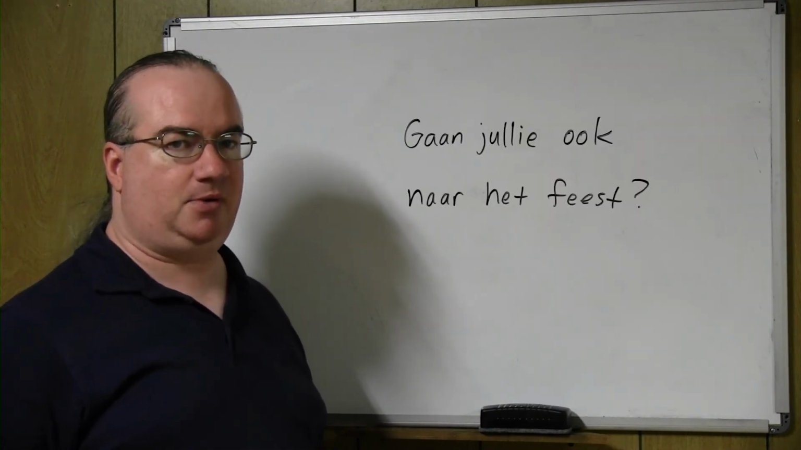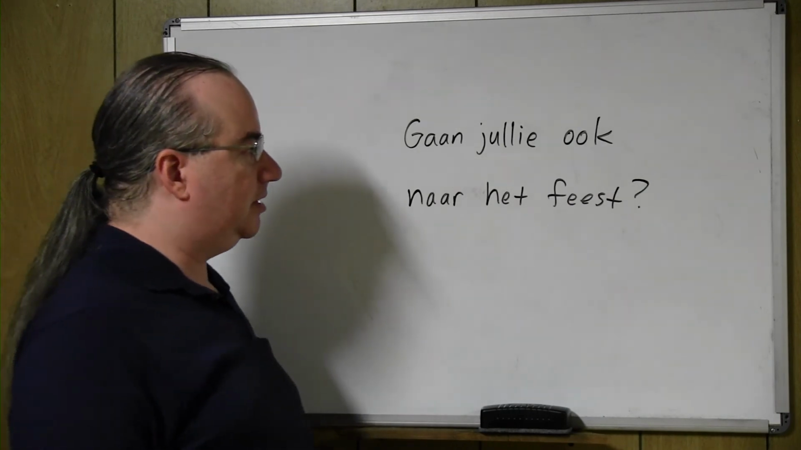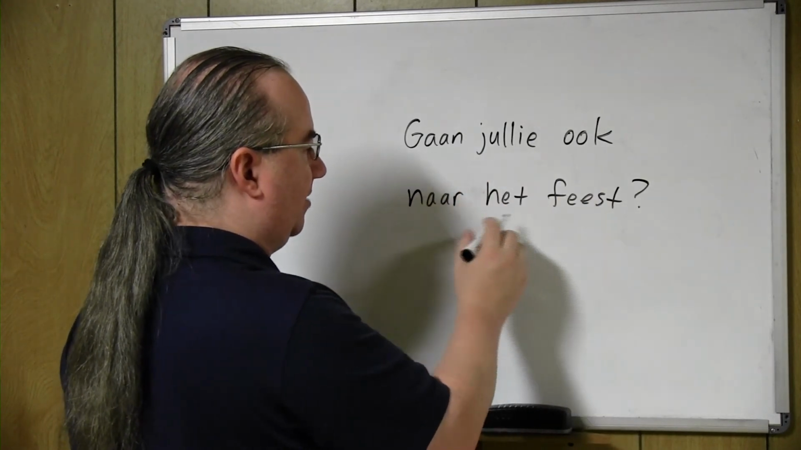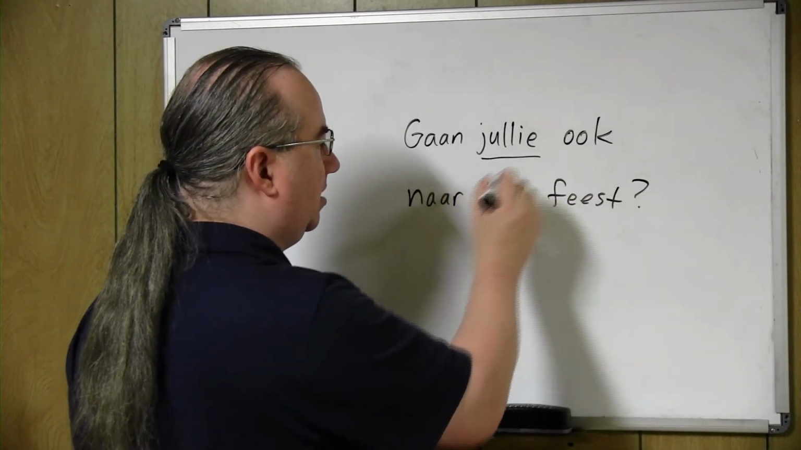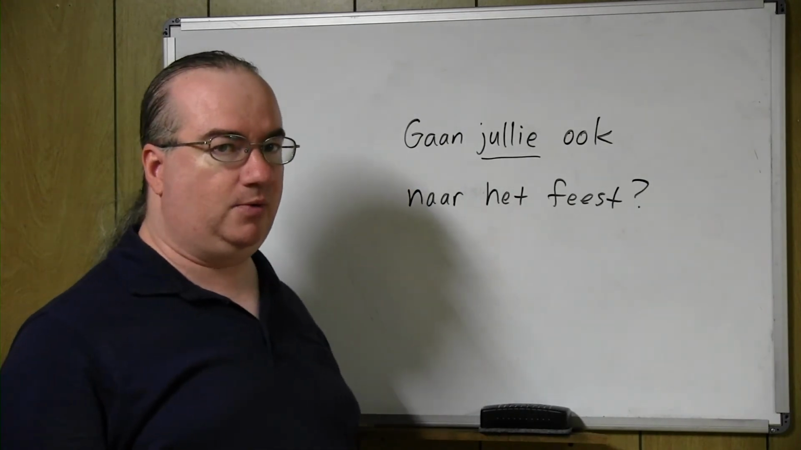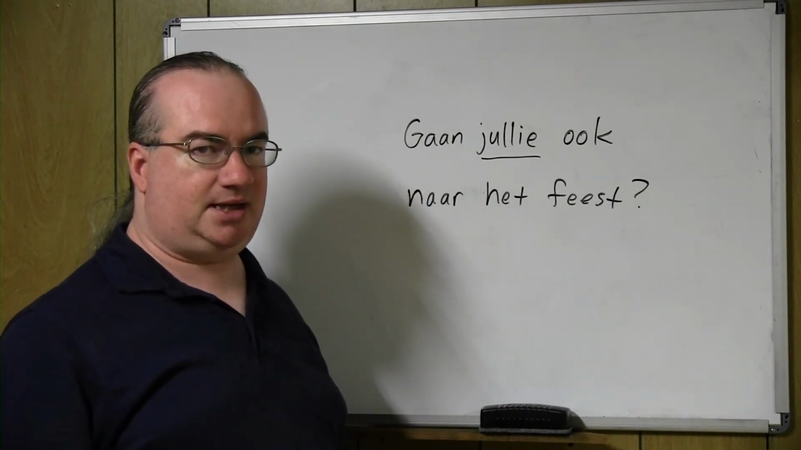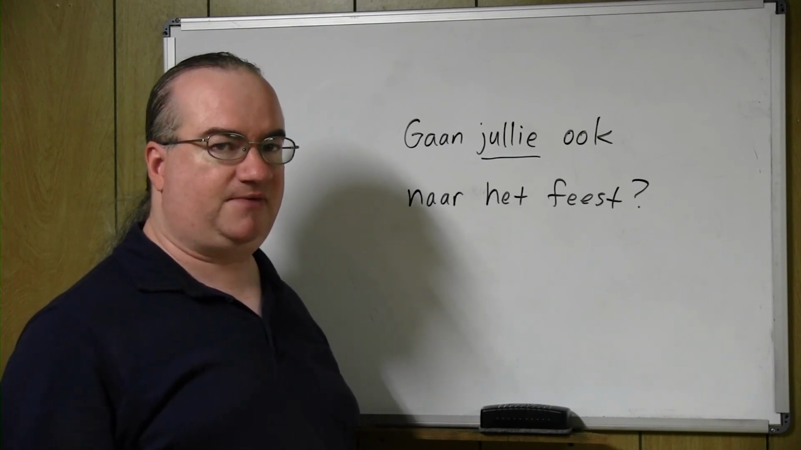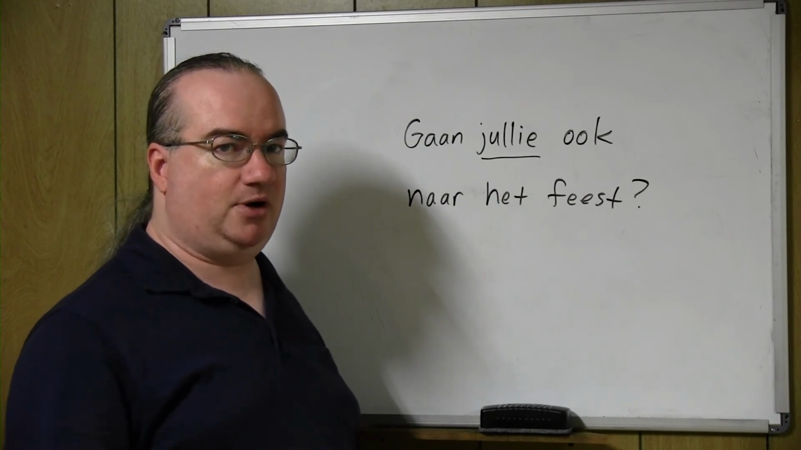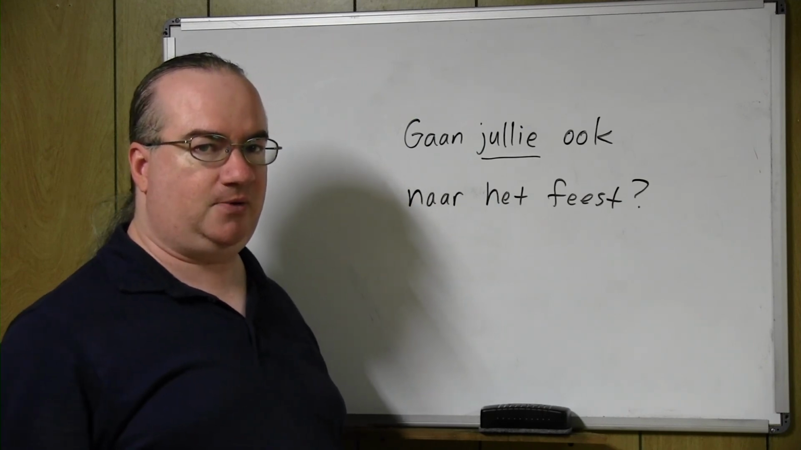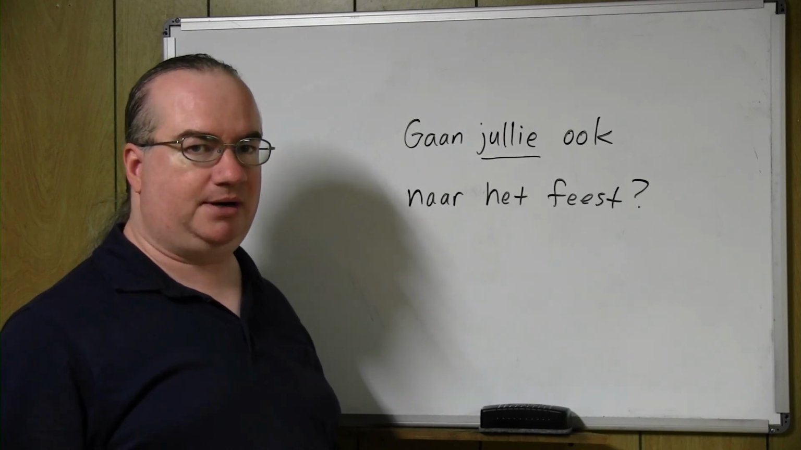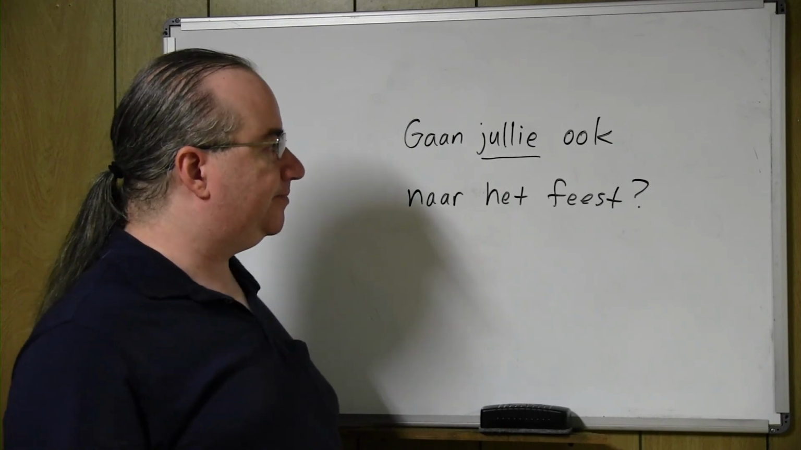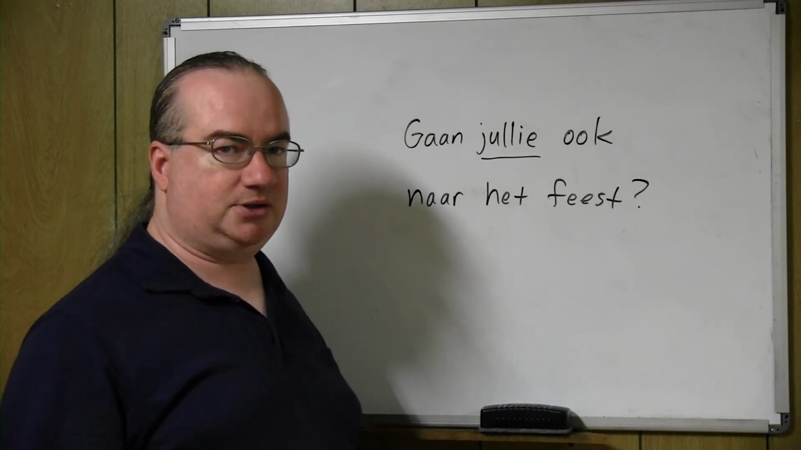So we met up with some people and wanted to know if they were going to the party too. So we would ask them, gaan jullie ook naar het feest? Jullie means more than one when referring to you. If I say you and it's just one person, then I can say je or jij. But jullie refers to you when there's more than one of you I'm talking to. In the U.S., sometimes we use the word y'all, but not everyone knows about that word. Gaan jullie ook naar het feest? Are you all going to the party too?